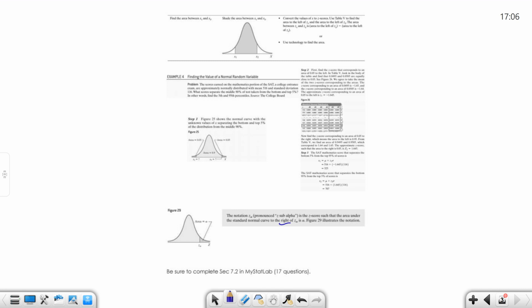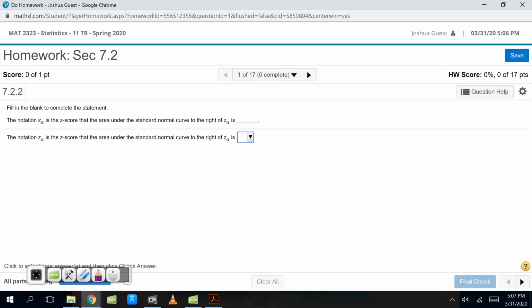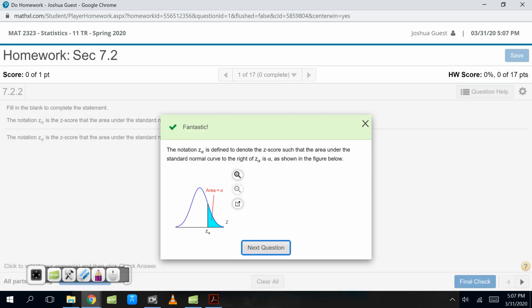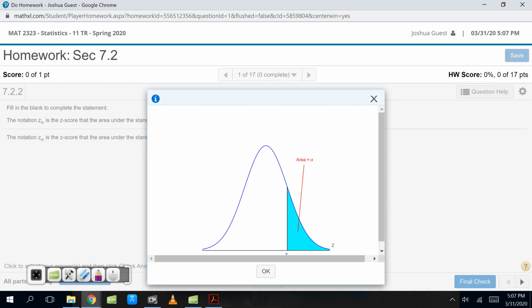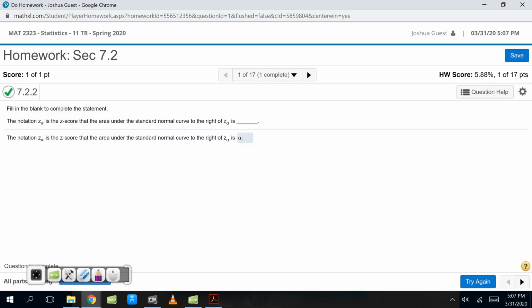So let's look at this homework in 7.2 because that's going to help drive some of this home and hopefully make a little more sense to see it worked out as opposed to just, here it is in theory. Let's just talk about it. The notation z alpha is the z-score such that the proportion to the right of z alpha is alpha. And there's the pictorial representation of it. We could pop it out and make it look bigger, and you see it. This is the area to the right of z alpha, which is alpha.